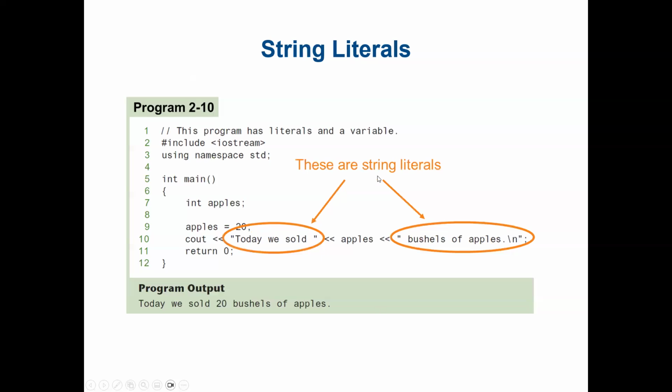So here we can see there are string literals, "bushels of apples" and "today we sold", and the variable content. So the output would be: today we sold 20 bushels of apples.